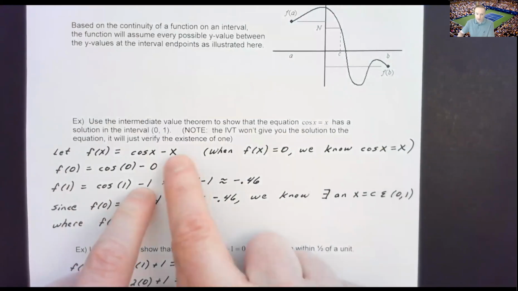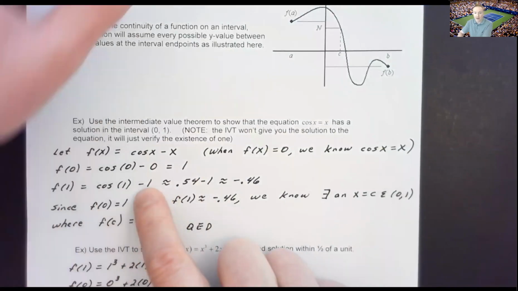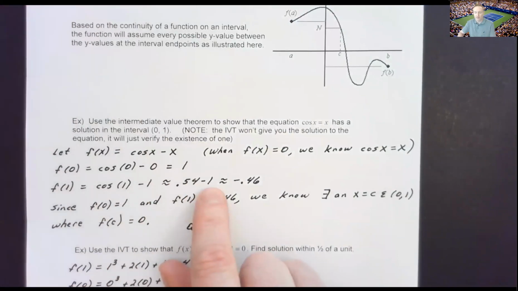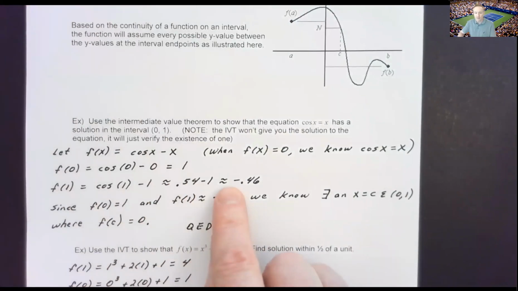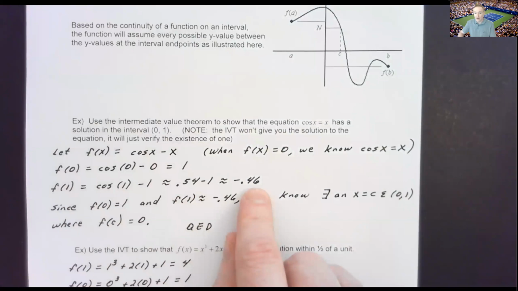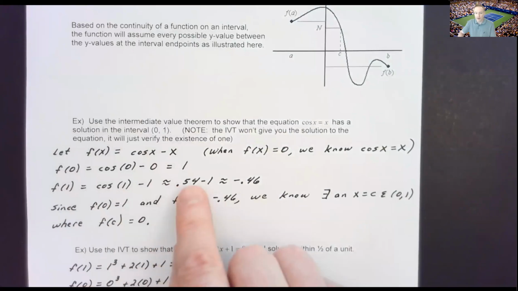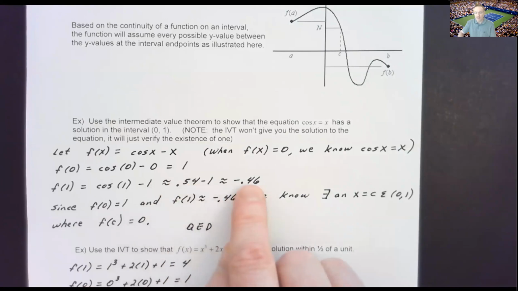So I said, well, the cosine of 1 is 0.54. When I plug 1 in for x, we're saying the cosine of 1 minus 1. That gives me 0.54 minus 1, which is approximately negative 0.46. Again, I'm using a calculator approximation there. So I did the approximately equal to signs, just showing my answer is an approximate answer.